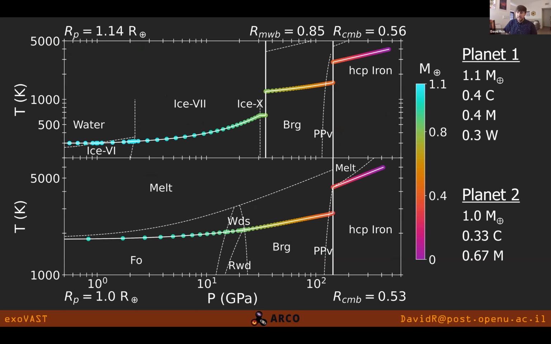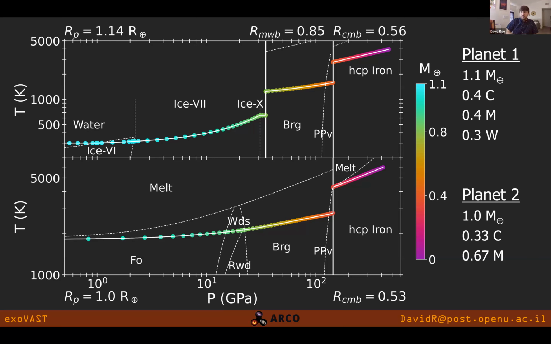put a planet in. So the top is planet 1. This is a 1.1 Earth mass planet with a thick hydrosphere. It's got 0.3 Earth masses in the hydrosphere, the water, 0.4 in the mantle, and 0.4 in the core. While planet 2 is a more Earth-like planet. It's a 1 Earth mass planet with 33% core and 67% mantle. Starting the mantle hot here.